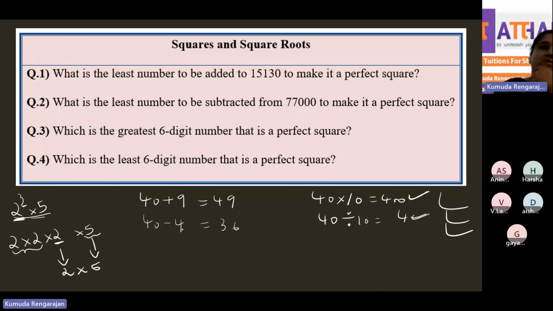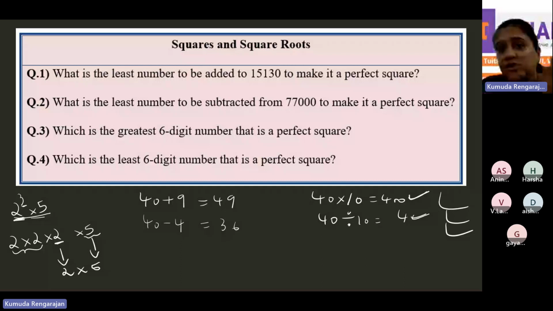4 is also a perfect square. All right. So when a number is not a perfect square, you can find the smallest number to be added to make it a perfect square, the smallest number by which it should be subtracted to make it a perfect square, or the smallest number by which it should be multiplied or divided to make it a perfect square. So the questions can be of these types. Now, what is the question here? The first one: what is the least number to be added to make it a perfect square?